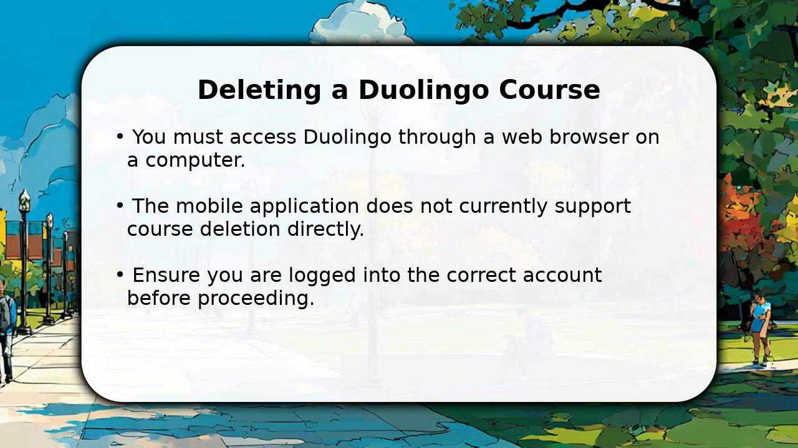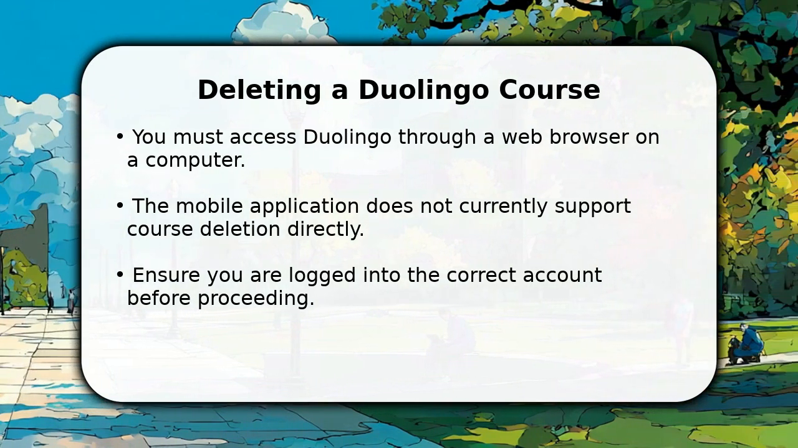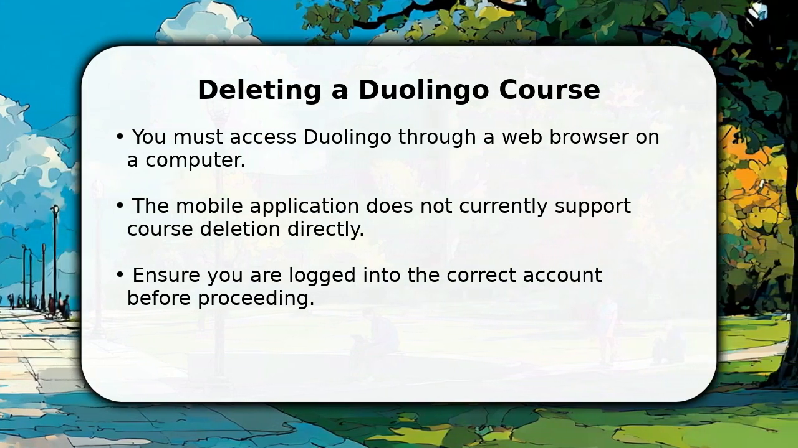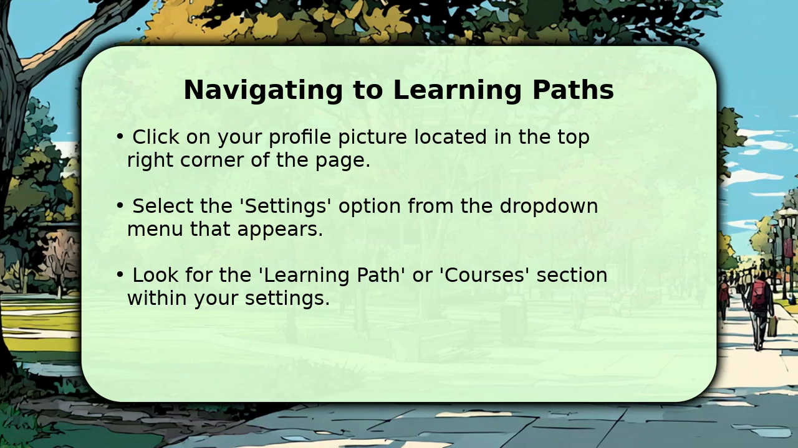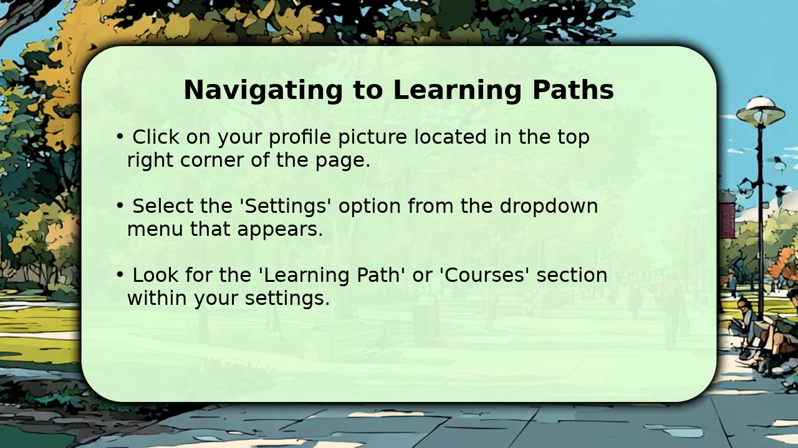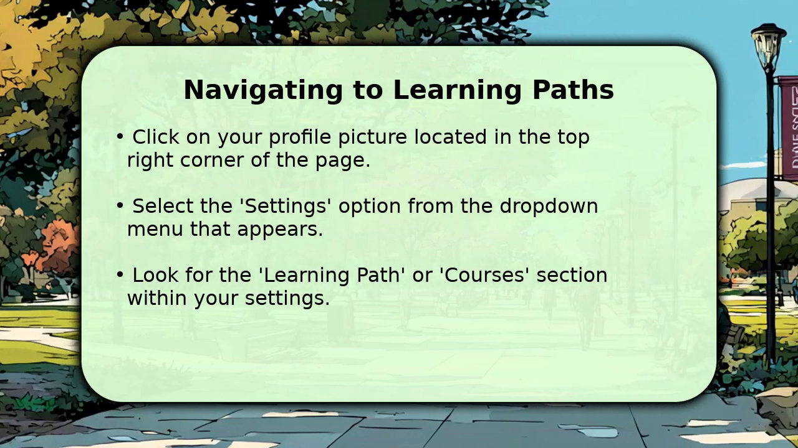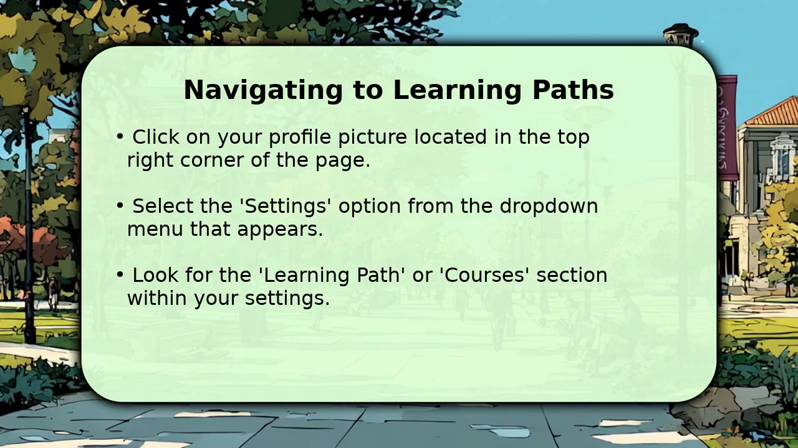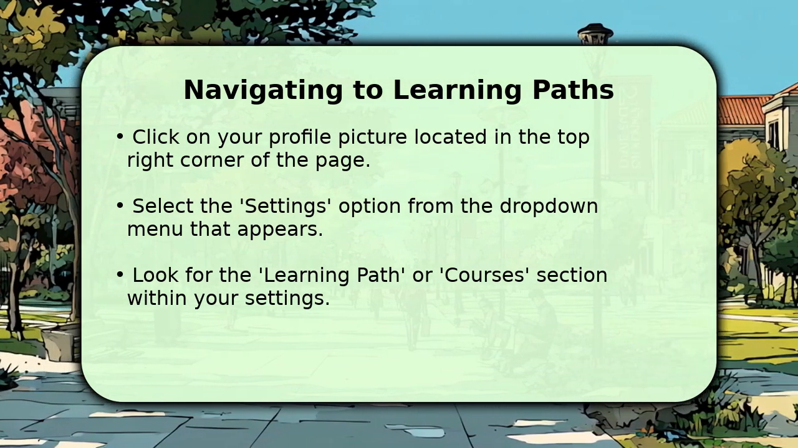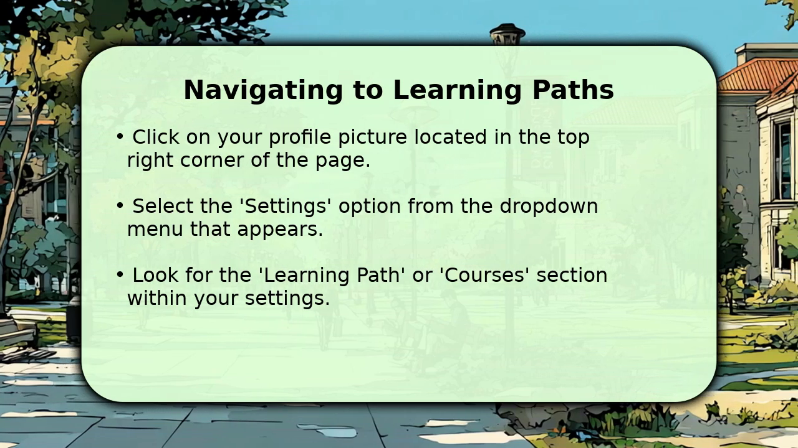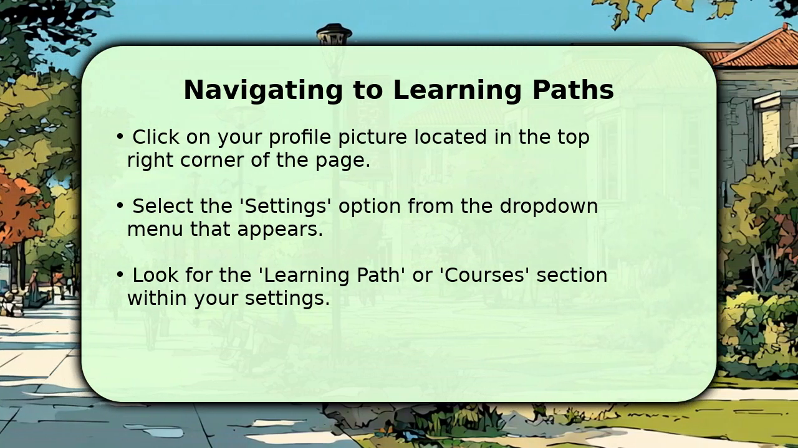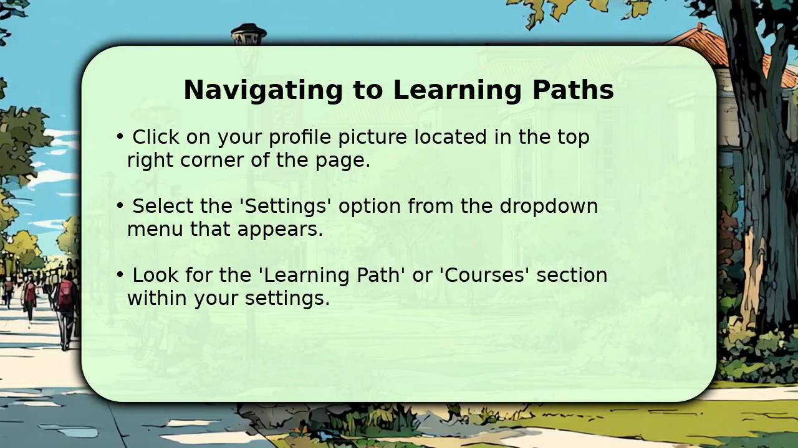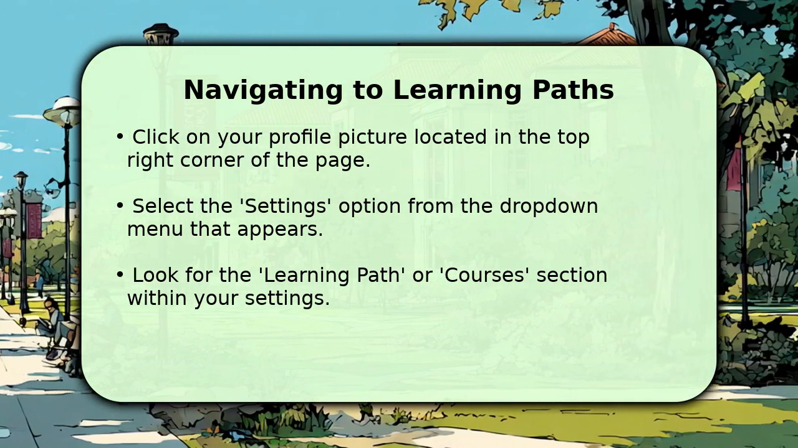Making sure you are logged into the correct account is the very first critical step. Once you are logged in, locate your small profile picture, positioned conveniently in the upper right-hand corner of the screen. Give that a gentle click to reveal a small drop-down menu. From this menu, simply choose the option labeled Settings to proceed. This action will take you to your personal settings page, where you will find various account management options.